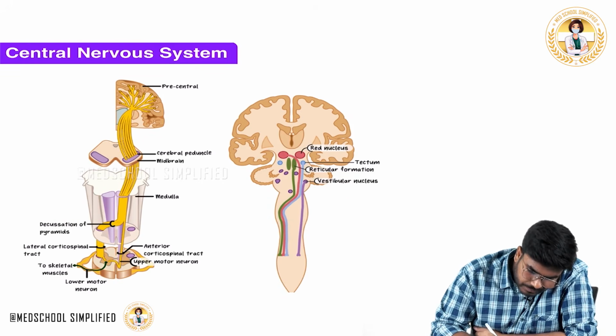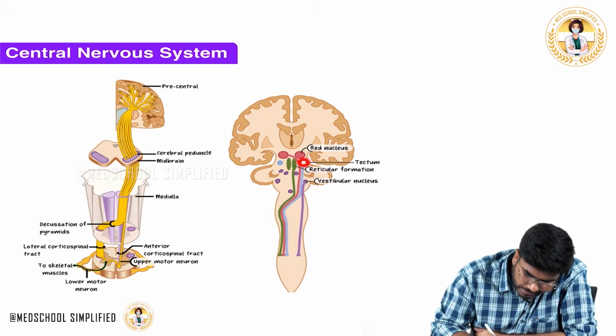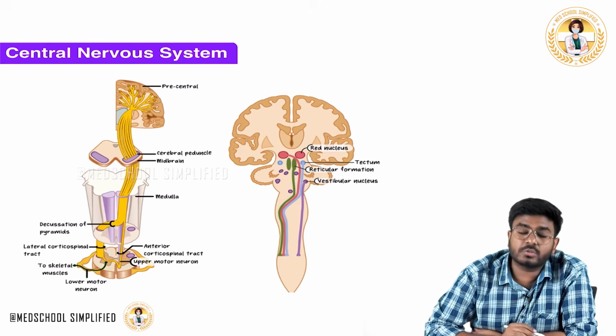Here are the tectal nuclei. From the tectum to the spinal cord, these are called the tectospinal tracts, the blue color tract. From the tectal nuclei to the spinal cord, this is the tectospinal tract.